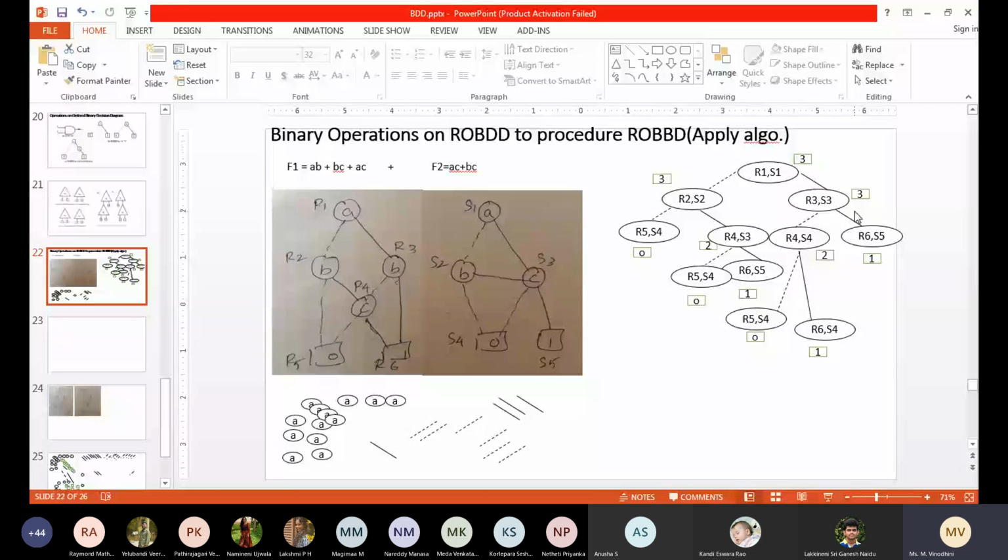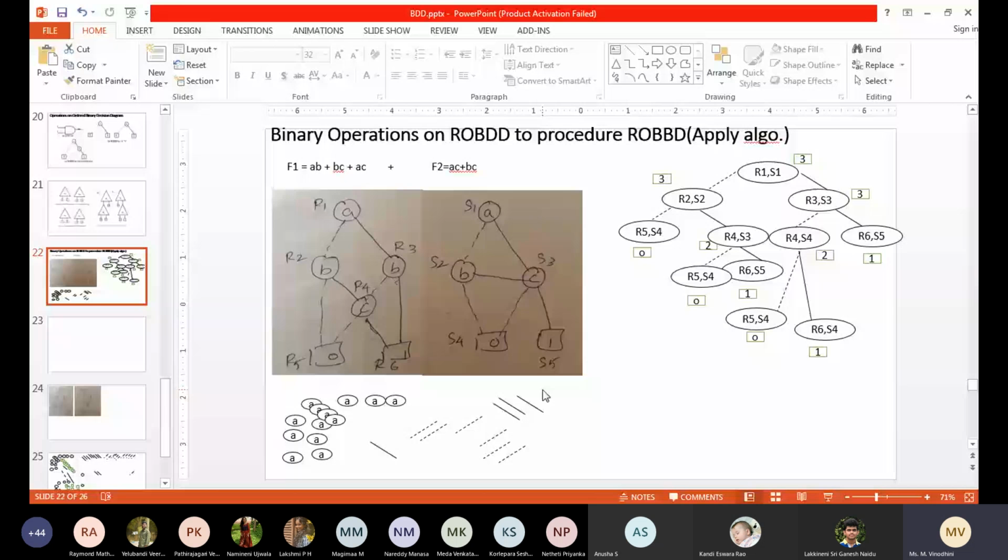But where do we need to stop? Suppose in this case, this node is R5, R4. Look here, R5 is the leaf node. S4 is the leaf node. So further there is no deviation or there are no directions available here. So we can stop it. So this will be the third step.